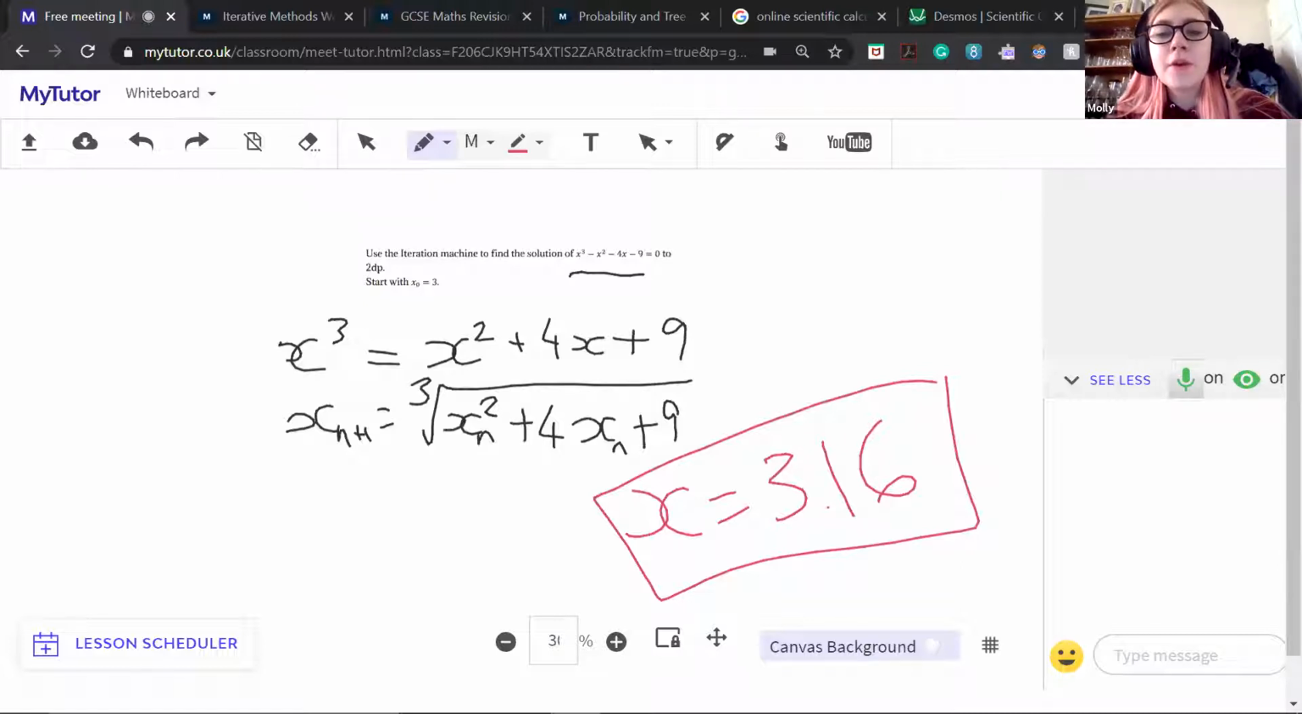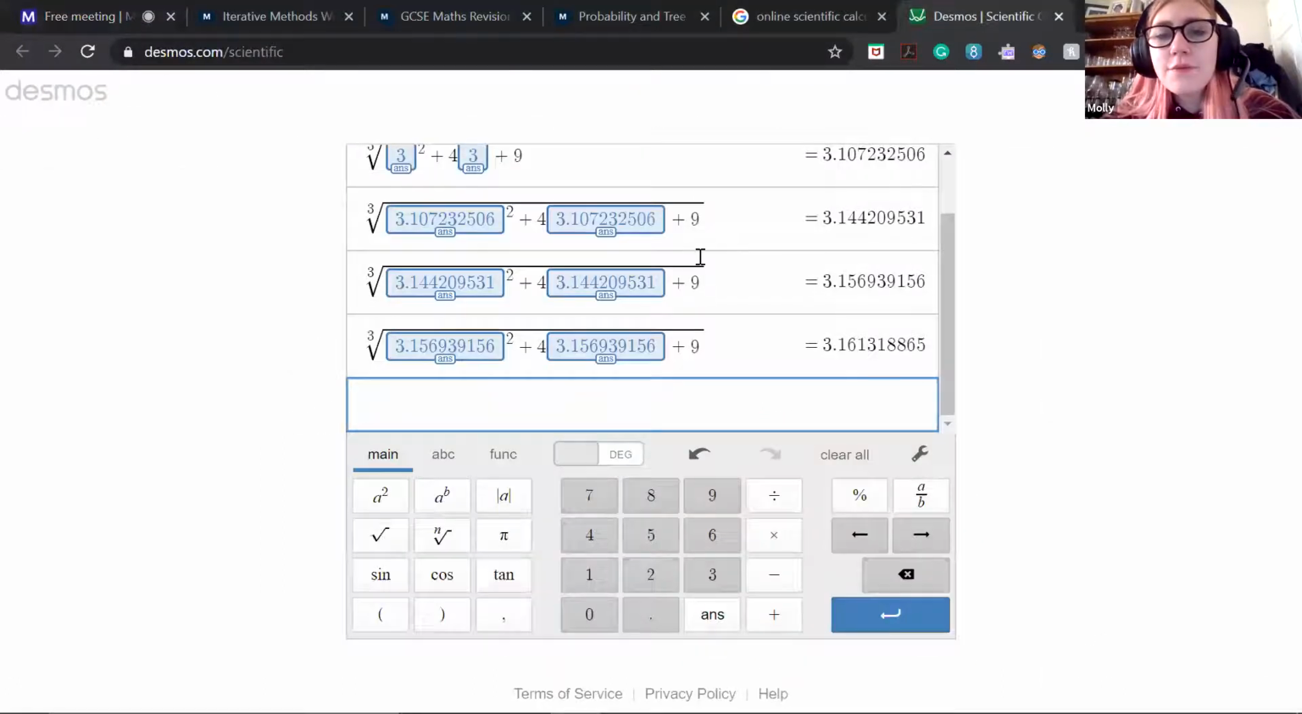Someone said, will this come up on a non-calculator test? I would highly doubt it, because normally if you could solve it without a calculator, you'd be able to do it without using iteration. Like, we generally use iteration when we have no algebraic method of finding it. So hopefully that makes some sort of sense.